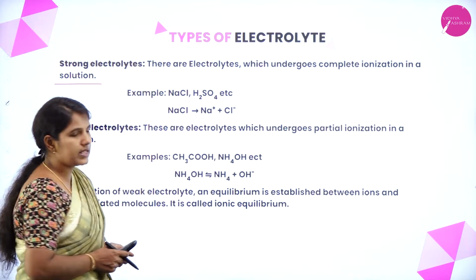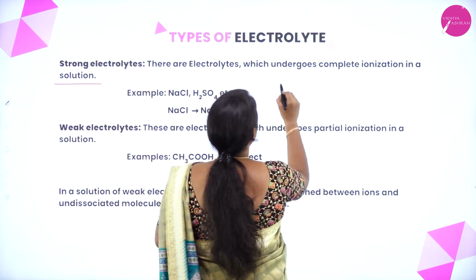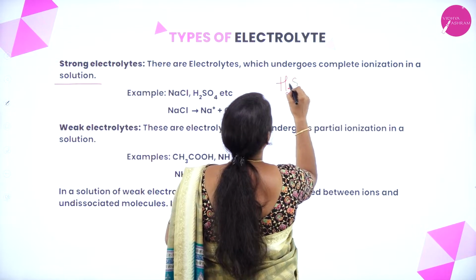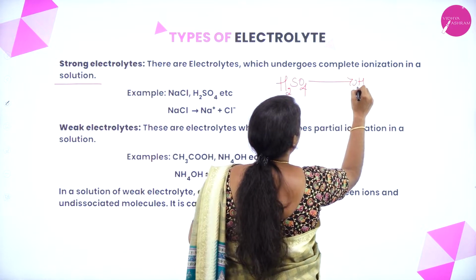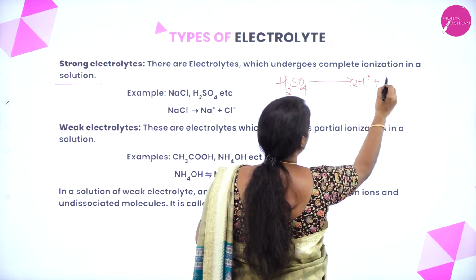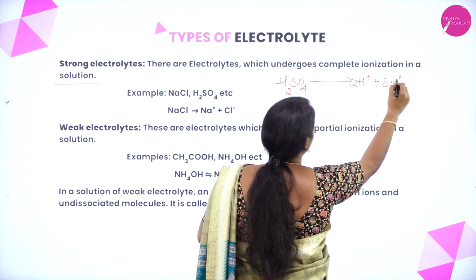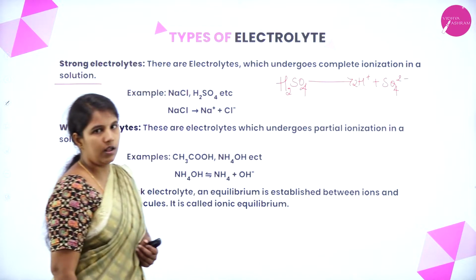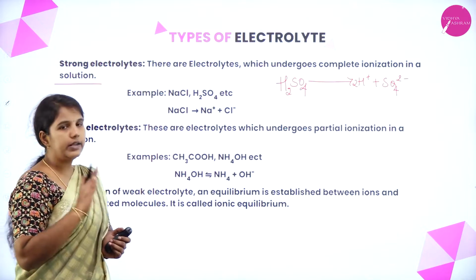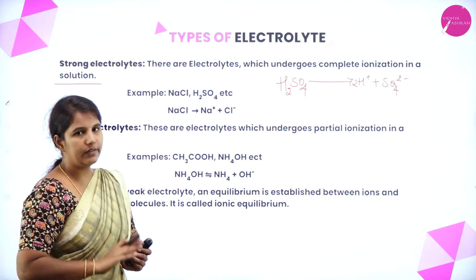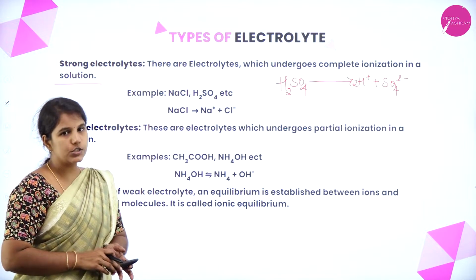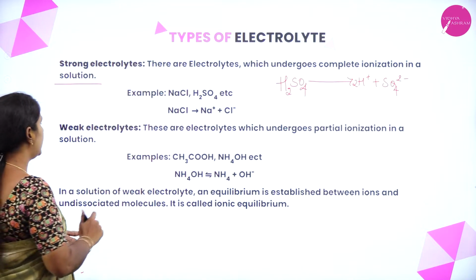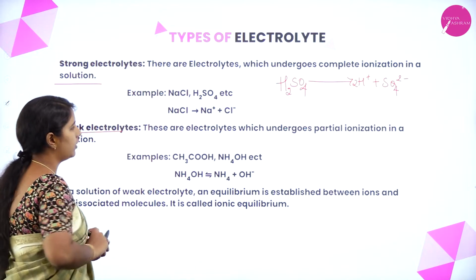You can take the example of H2SO4 also. Sulfuric acid undergoes ionization and gives rise to 2H plus ions plus SO4 2 minus ion. So, in the solution state, it can easily get converted to give the respective cations and anions. Hence, they are known as strong electrolytes.